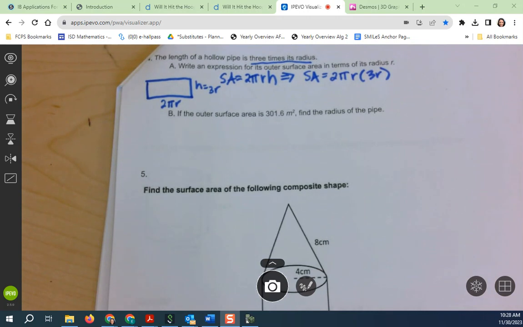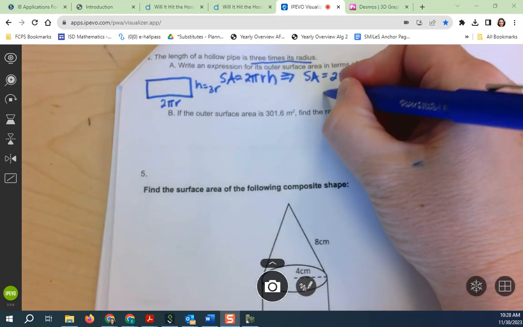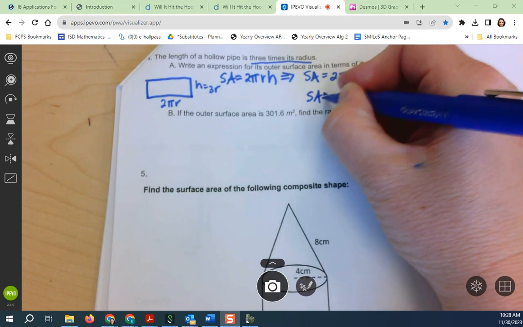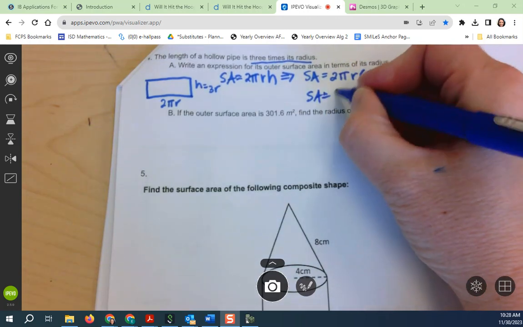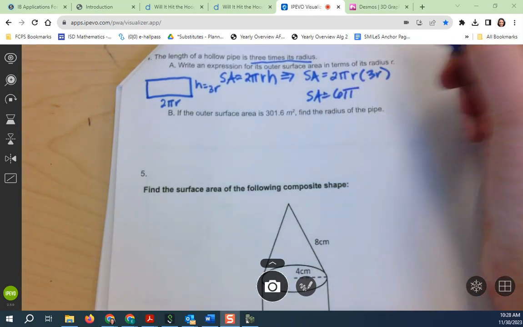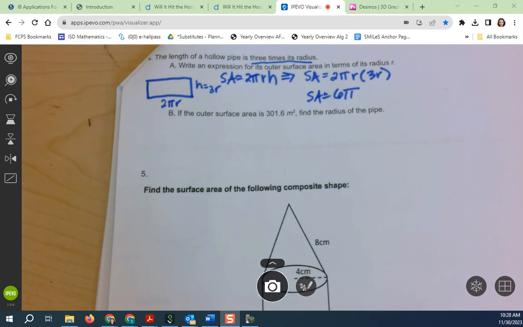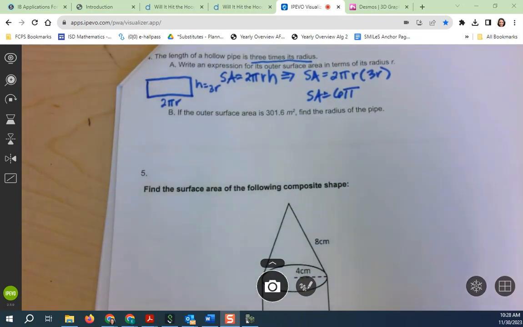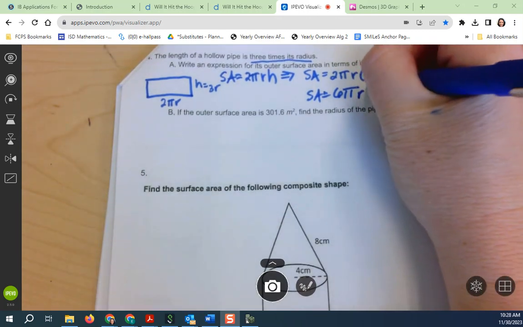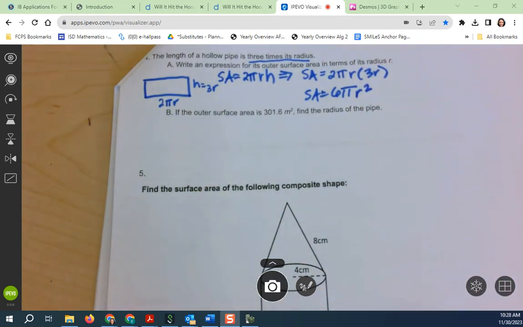Okay, did you guys do that? Did you substitute 3r for the h? Okay, then we'll combine what we can. So the surface area is 2 times 3 is 6 pi. And then what's r times r? R squared. Good. Okay, I'm going to stop there and ask for questions. What questions do we have?